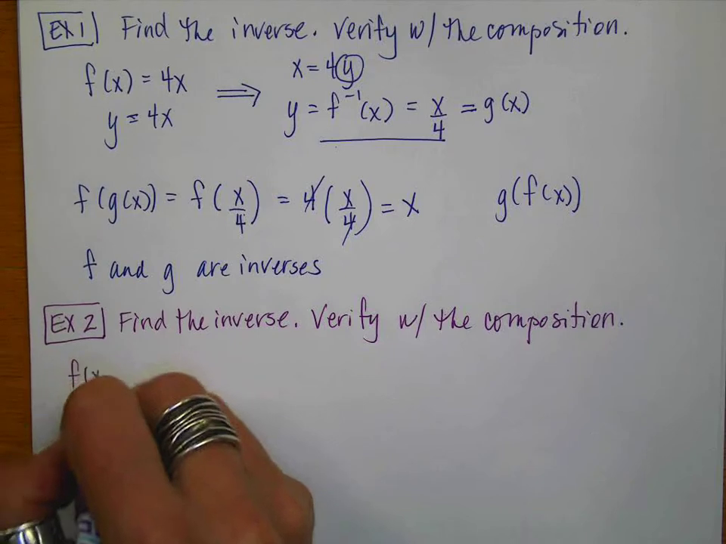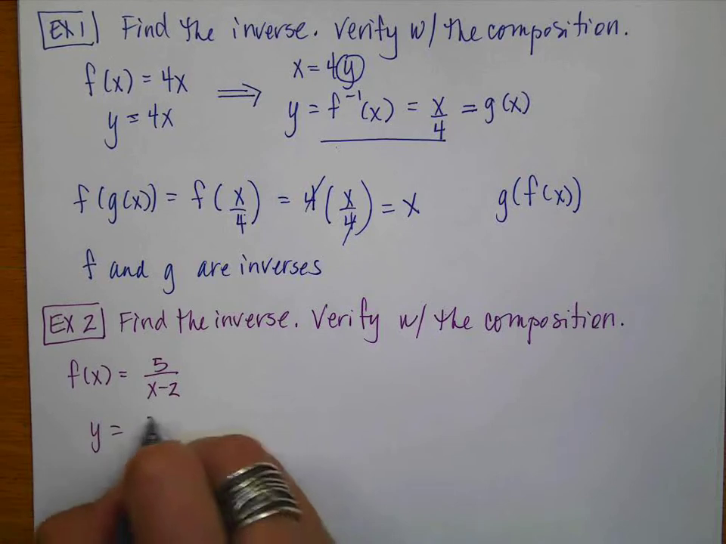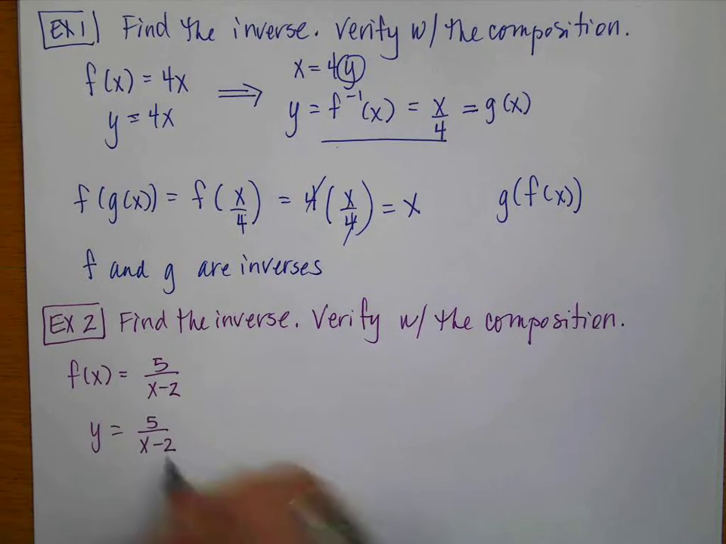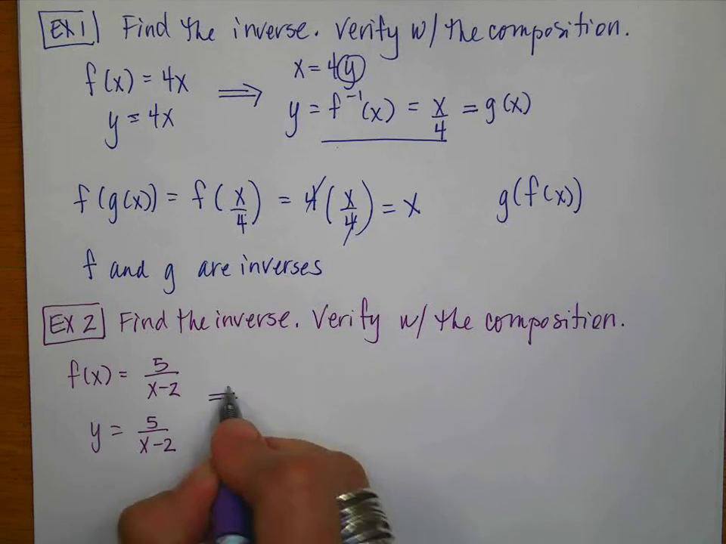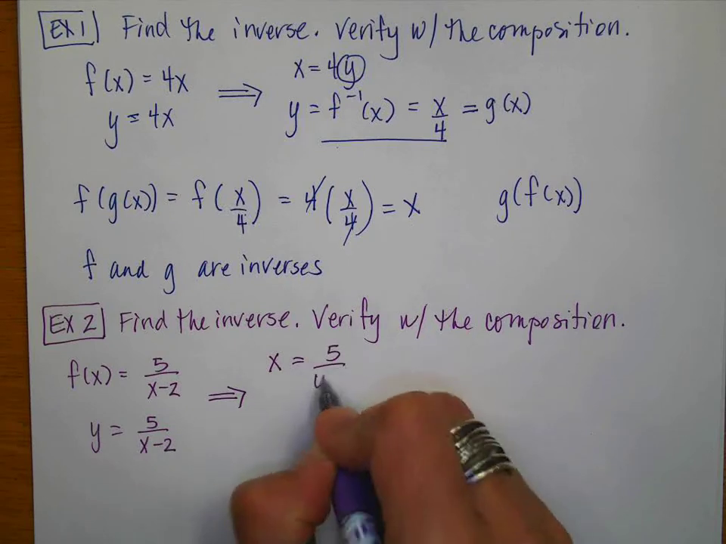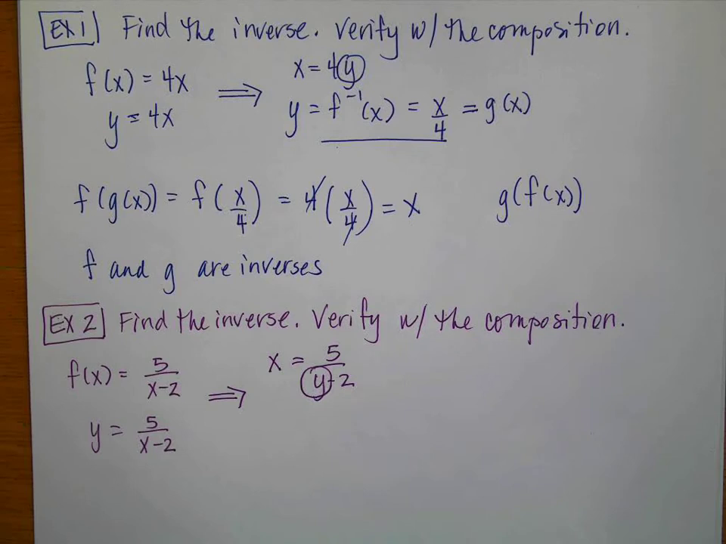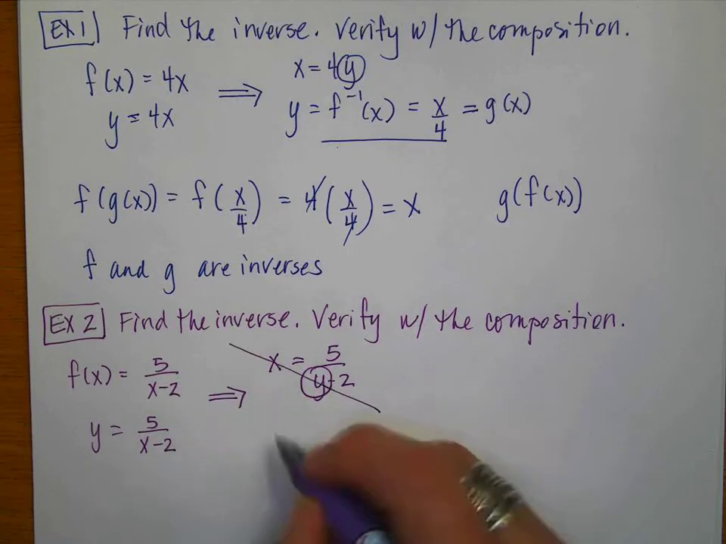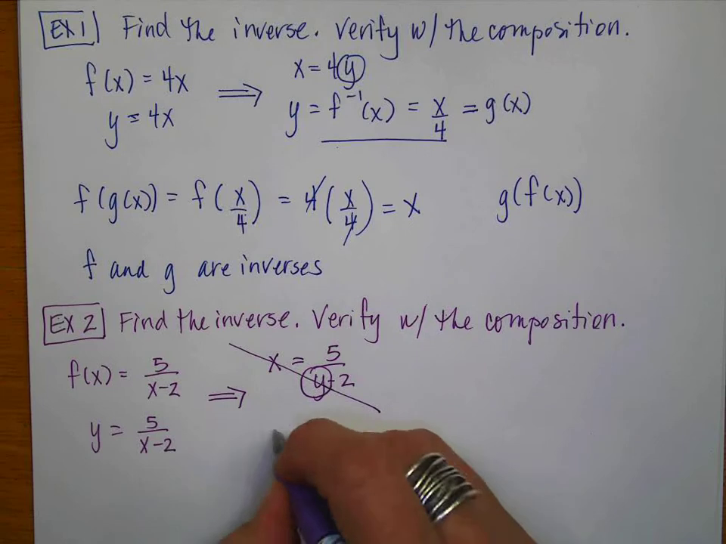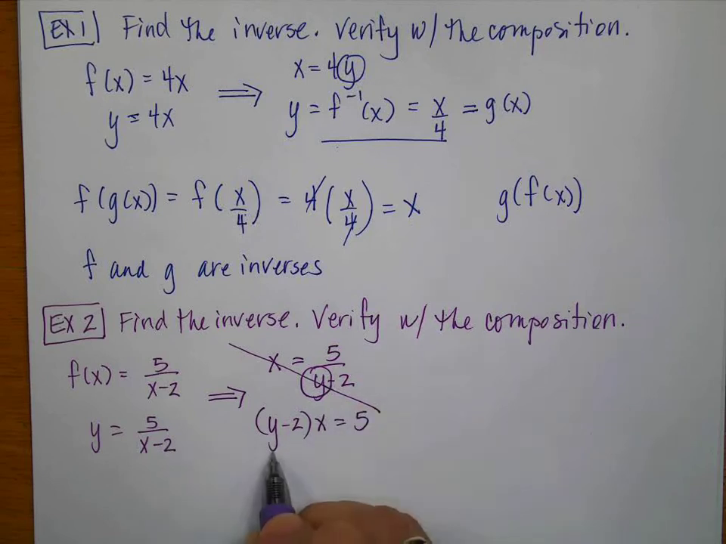All right, in this one, my function is going to be f of x equals 5 over x minus 2. So again, just to make my algebra life a little bit easier, I'm going to write it as y equals 5 over x minus 2. As I get ready to do the inverse, my variables swap places, so x is going to be 5 over y minus 2. Now the goal is to be able to solve for y. This is a little bit tricky. I'm going to cross multiply, but I am not going to distribute. So y minus 2, make sure you use your parentheses, times x is 5.